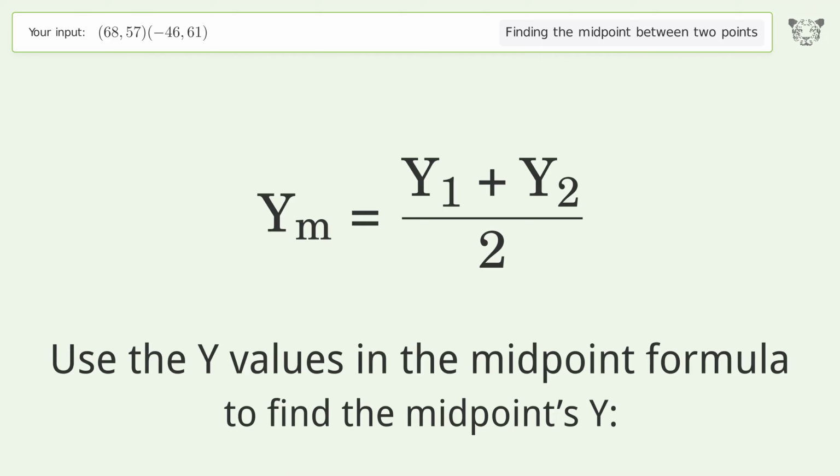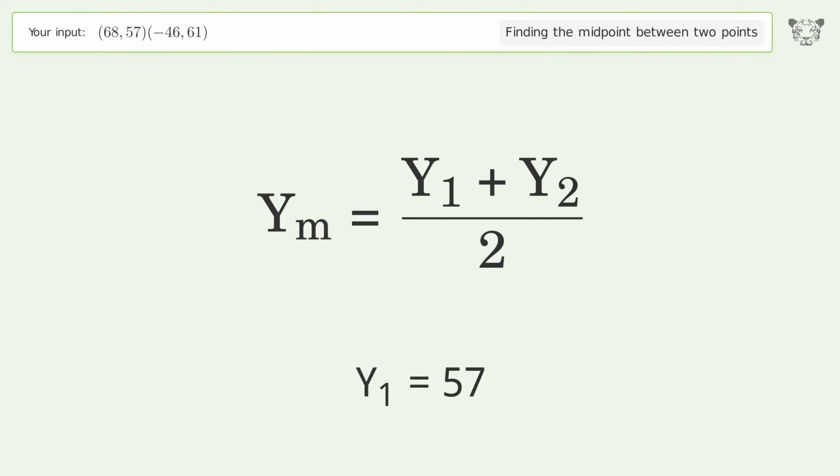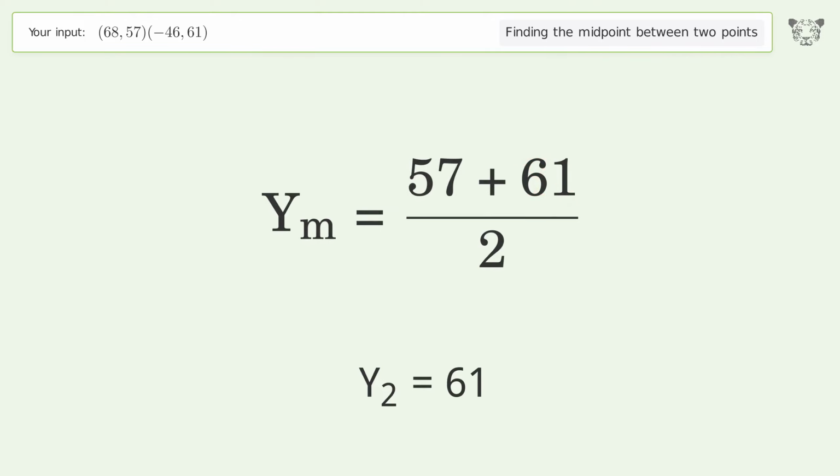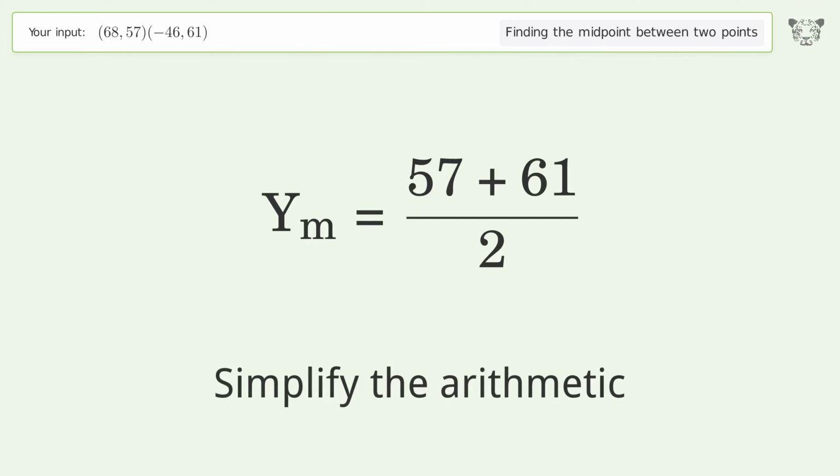Use the y values in the midpoint formula to find the midpoint's y. y1 equals 57. y2 equals 61. Simplify the arithmetic.